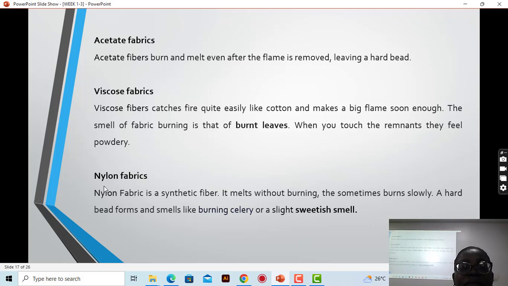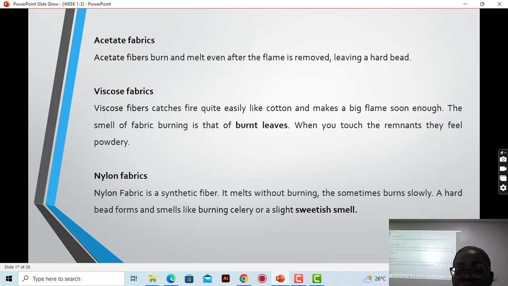Okay. Then we have the nylon fabrics. One common mistake we make is differentiating nylon from silk. When you start learning fabrics, you usually get confused about which one is nylon and which one is silk, because nylon sometimes behaves as if it's almost silk, but it is not. Silk is very, very slippery to touch. Nylon fabric is a synthetic fiber. It's not natural at all.